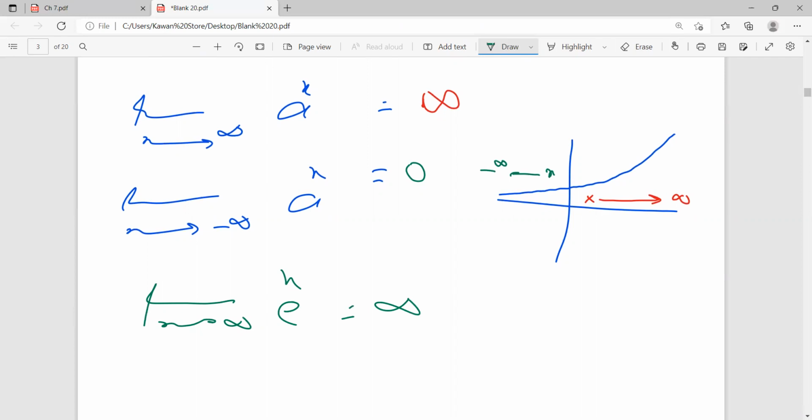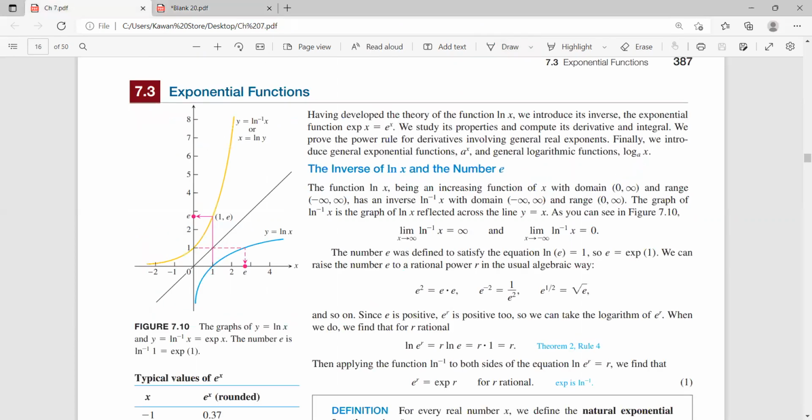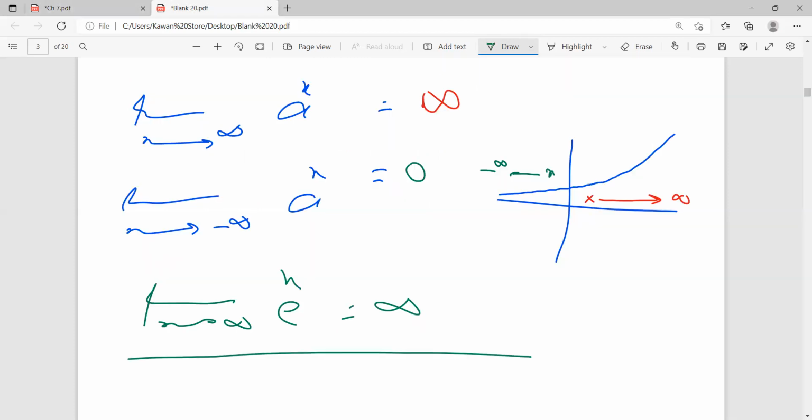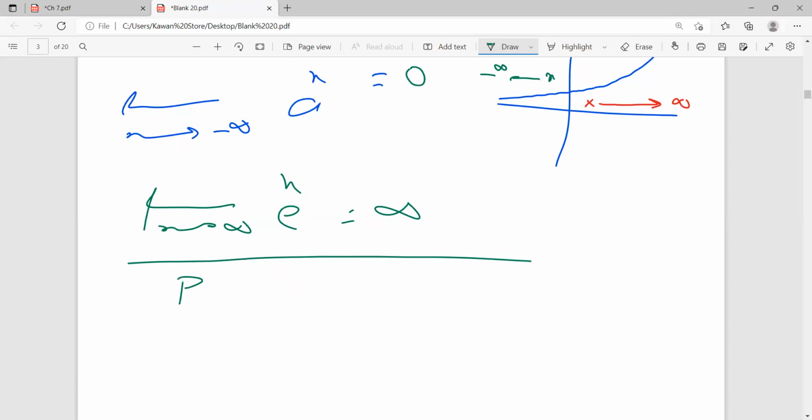So what else? Let me check here. Maybe properties. I don't know what we have. Here's the graph, you can see, showing that these are inverse to each other. And now I'm going to solve that equation: e to the power 2x minus 6. Let me write properties, number 4. So we have 2x minus 6 is equal to 4.